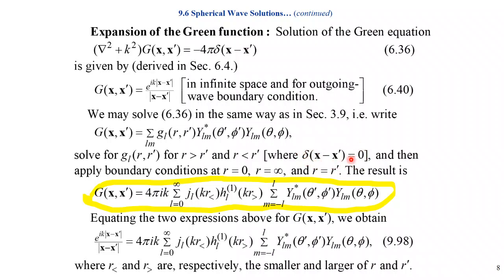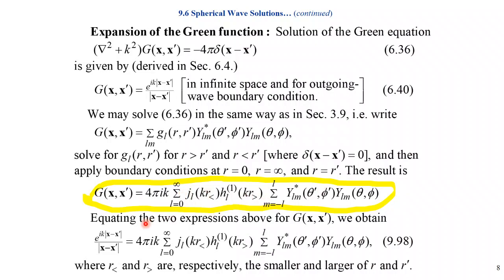Okay, if you are interested in the derivation of this result, you can check with Jackson. But Jackson quickly goes through this material without detailed derivations. So try a little bit of a challenge to derive this equation.